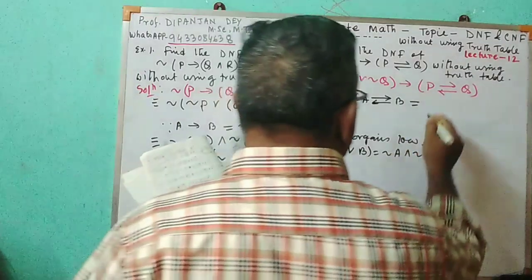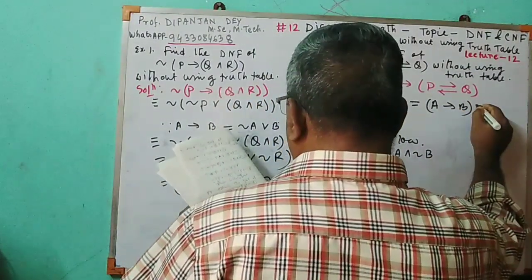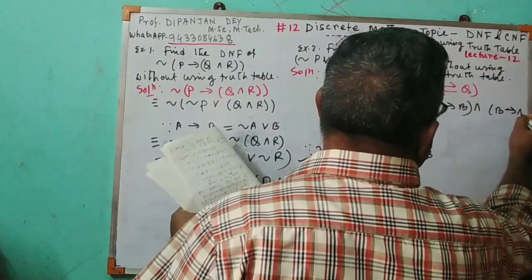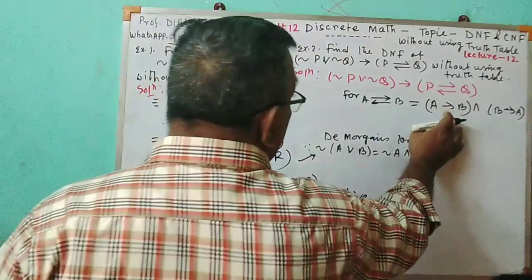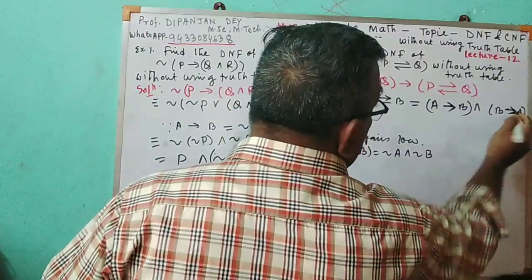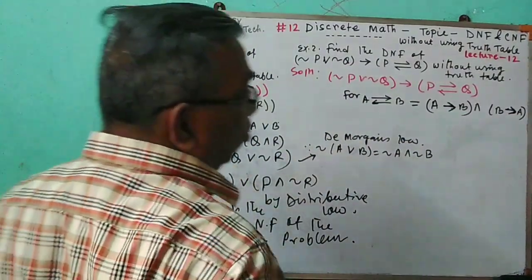A to B, then conjunction B to A. You have to apply this formula. Again, you have to apply it. This is implication, this is implication. Again, you have to apply the implication formula here.